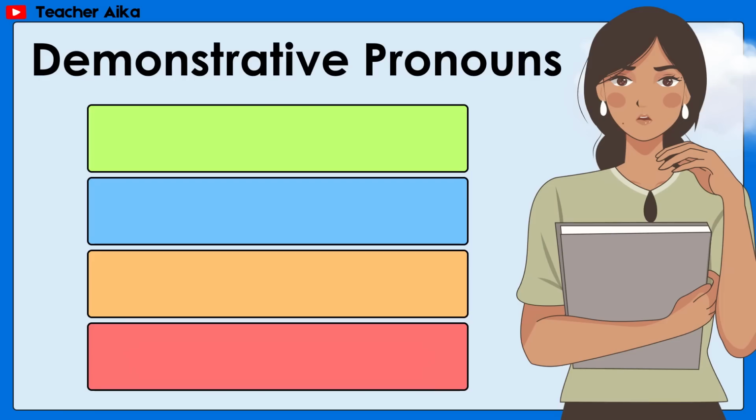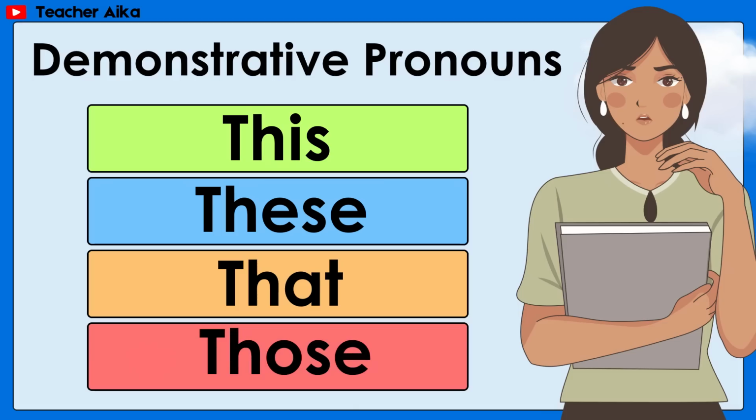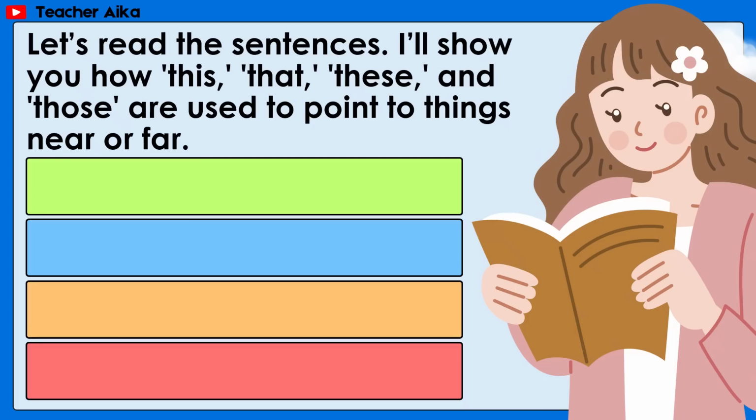Here are the demonstrative pronouns. This, these, that, those. Let's repeat. This, these, that, those. Let's read the sentences. I'll show you how this, that, these, and those are used to point to things near or far.